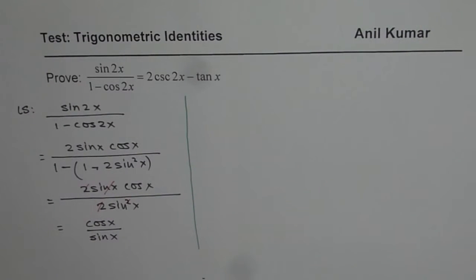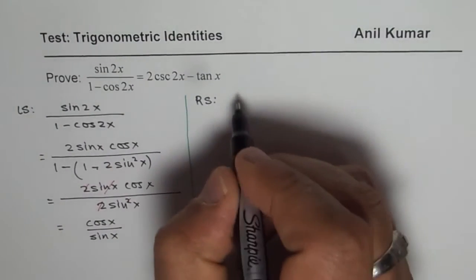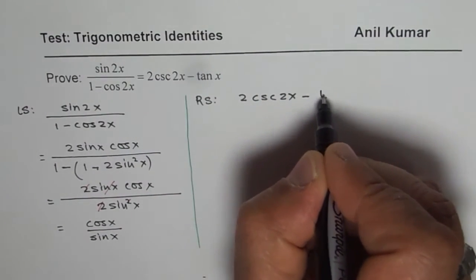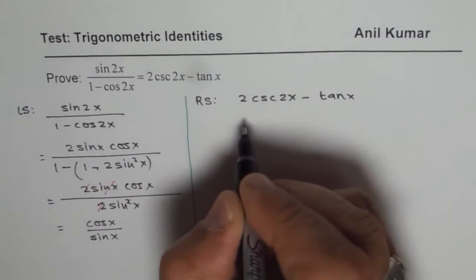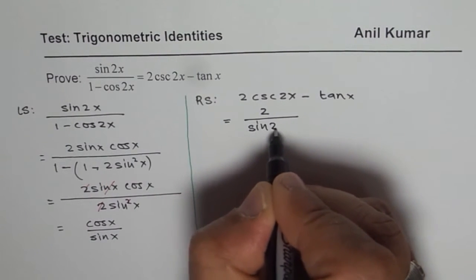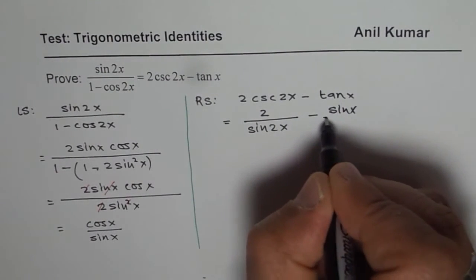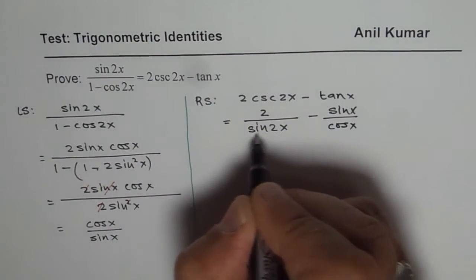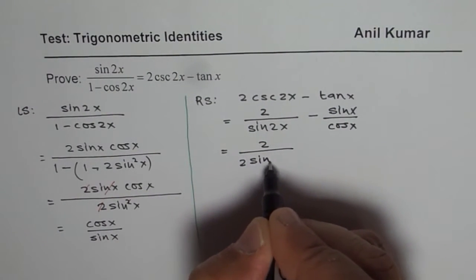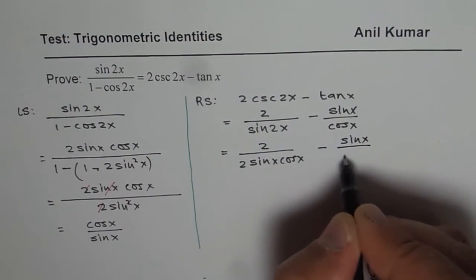Now how to solve and simplify the right side? So what we will do is we'll say, well, the right side is equal to 2 cosec 2x minus tan x. Now cosec is 1 over sin, so I'll write this as equal to 2 over sin 2x minus tan x. Tan x could be written as sin x over cos x, right? So let's write sin 2x as 2 times sin x cos x minus sin x over cos x.